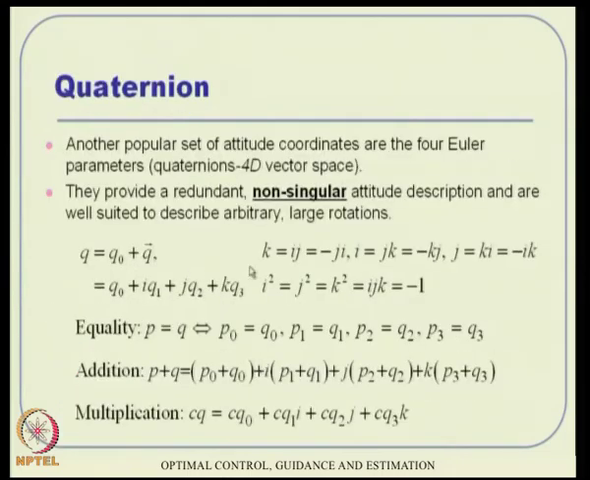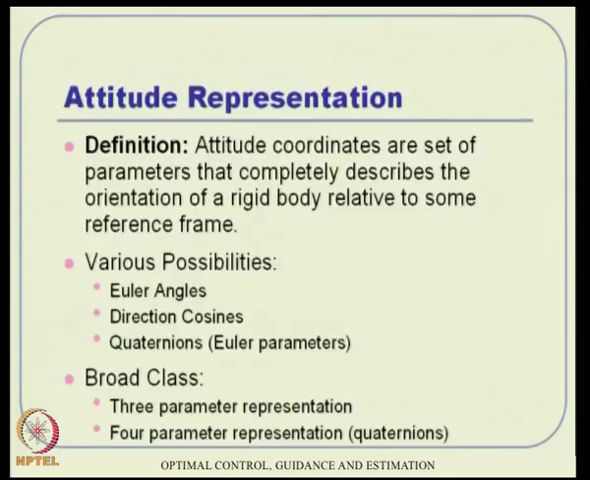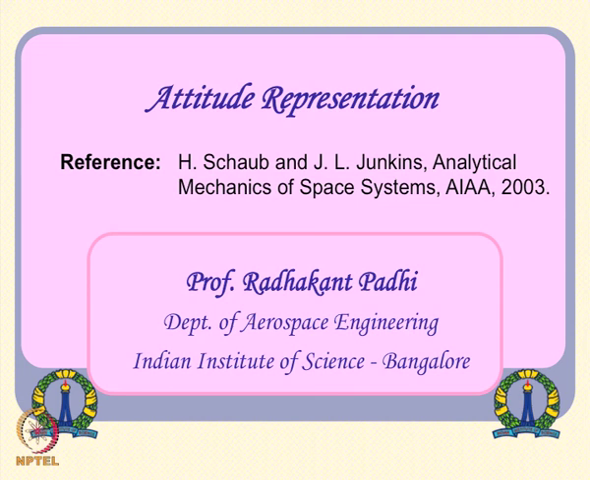Going back, this is the quaternion form, Q0 plus Q bar, consisting of Q1, Q2, Q3, along with i, j, k, whose squares, and i times j times k, are all equal to minus 1. There is some neat algebra associated with that. There are various further things, including equality. Some of you who are interested can see the book I have taken this from, Analytical Mechanics of Space Systems. There is a nice chapter for all this.